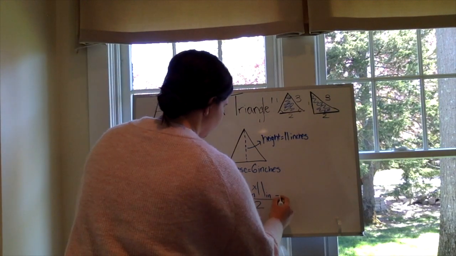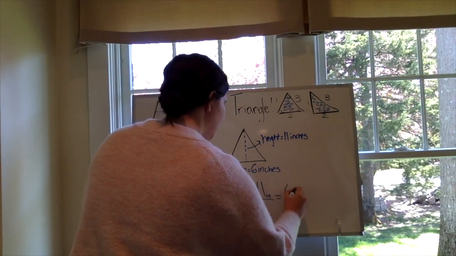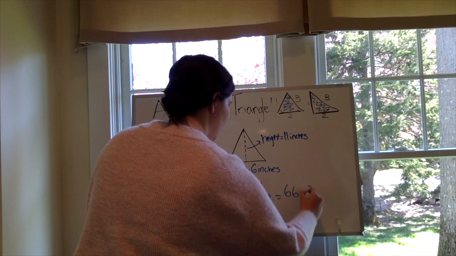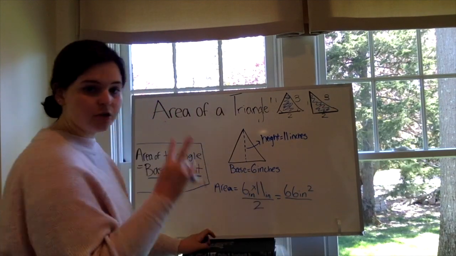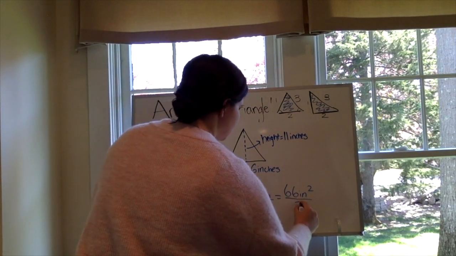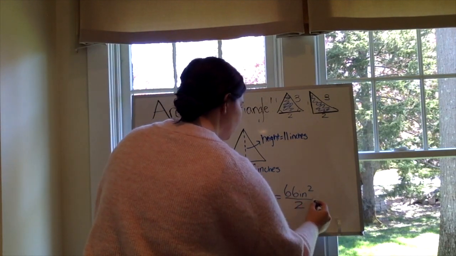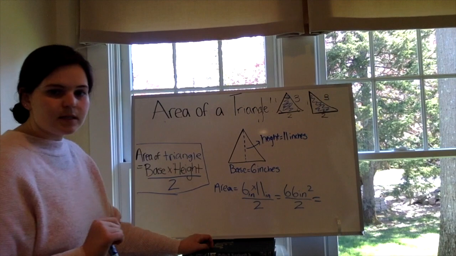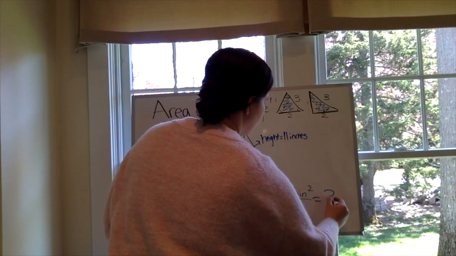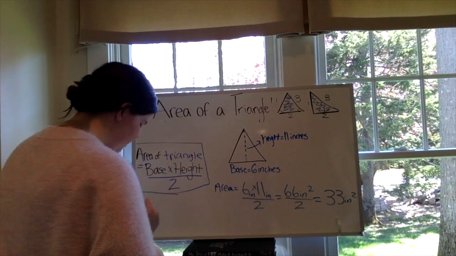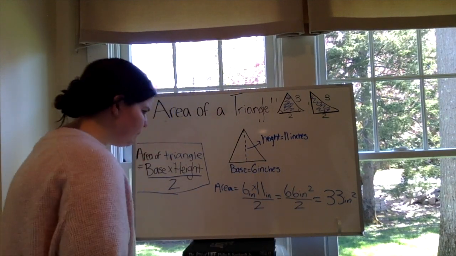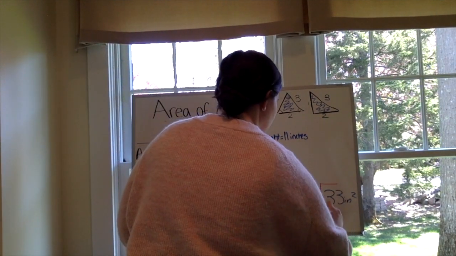We always start with our numerator. 6 times 11 is 66 inches squared. So remember, we're multiplying inches by inches, so that's 2 inches. 66 inches squared divided by 2. 66 divided by 2 is 33 inches squared. So our final answer is that the area of the triangle is 33 inches squared.